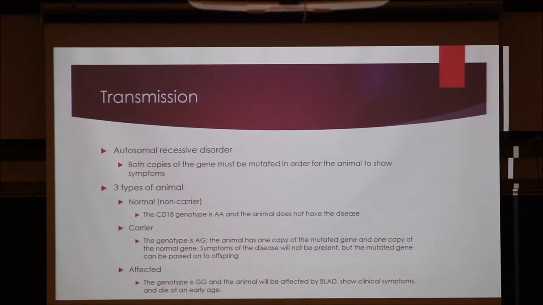And then it's an autosomal recessive disorder. So both copies of the gene have to be mutated in order for the animal to show symptoms. So a normal animal would have both normal genes. A carrier would have one mutated gene, and they wouldn't show symptoms, but they could pass the gene onto their offspring. So if two animals were carriers, they could create an affected offspring. And then an affected animal would have both mutated genes and would have the clinical symptoms of BLAD.